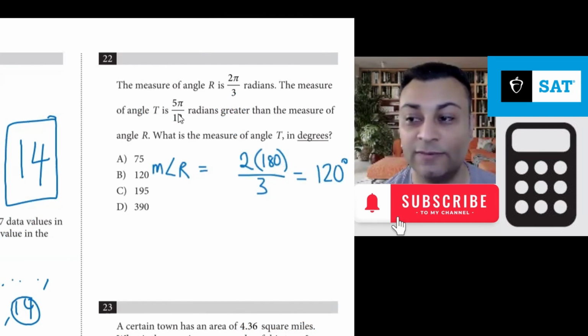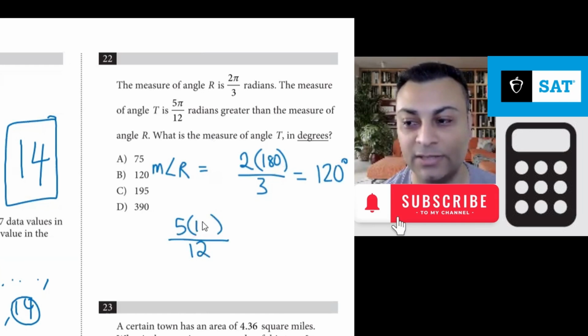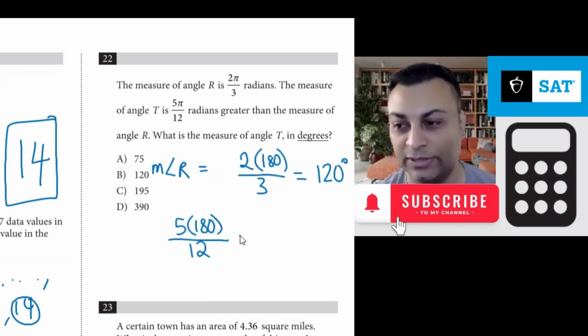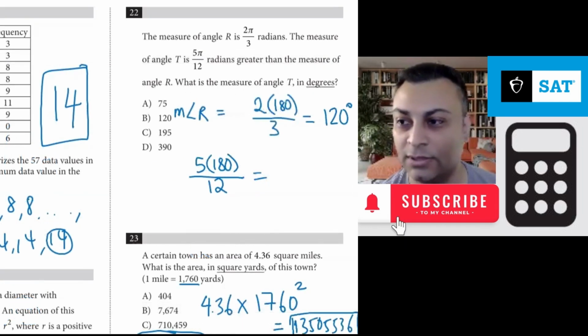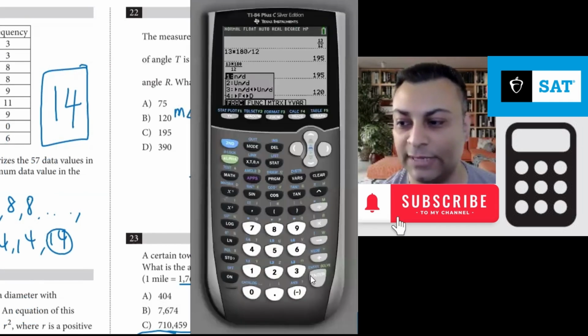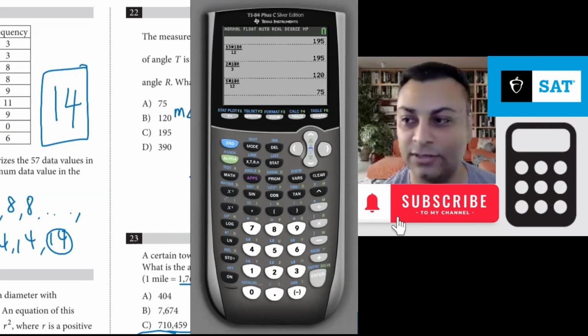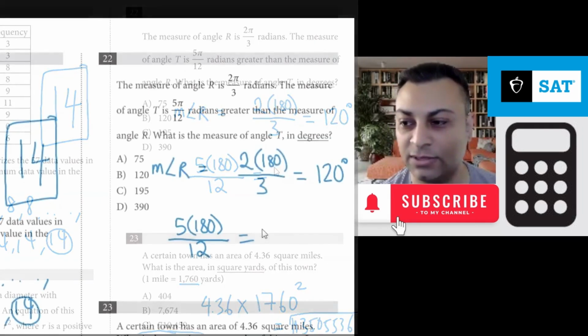And let's do angle T, it's 5π/12 greater. Well, what is 5π/12? Let's convert that to degrees as well. So 5π/12, and once again, π is 180 degrees. You can put a degree symbol there, but 180 is what we need. And so you have this number. The calculator allows us to compute that. So you get 5 times 180 divided by 12. It is 75 degrees. So this is 75 degrees.